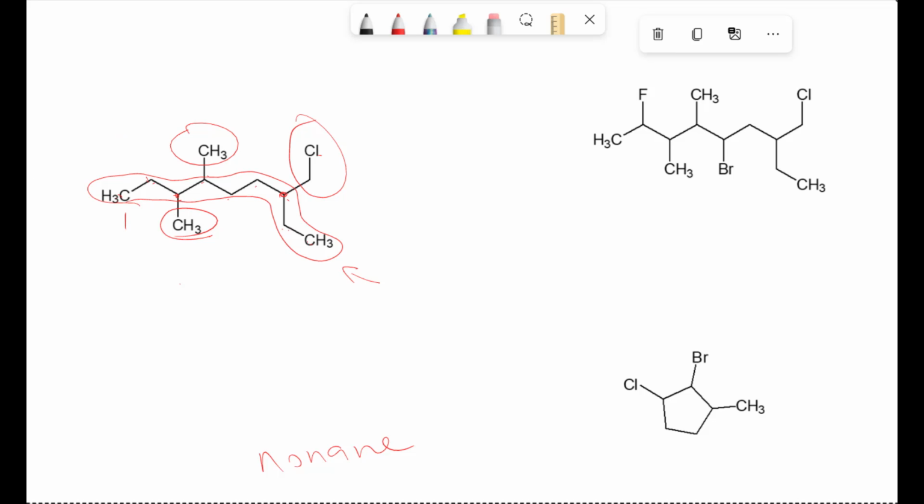So if I start here, 1, 2, 3, 4, 5, 6, 7, 8, 9 for our nonane. So in the 3 position is a methyl. In the 4 position is a methyl. And in the 7 position is this chloromethyl. So it's a methyl group with a single chlorine. So this is a chloromethyl. And note that this is the substituent. It's not just the methyl, it's a chloromethyl. So we're going to use the C for the naming in this case for alphabetical order.